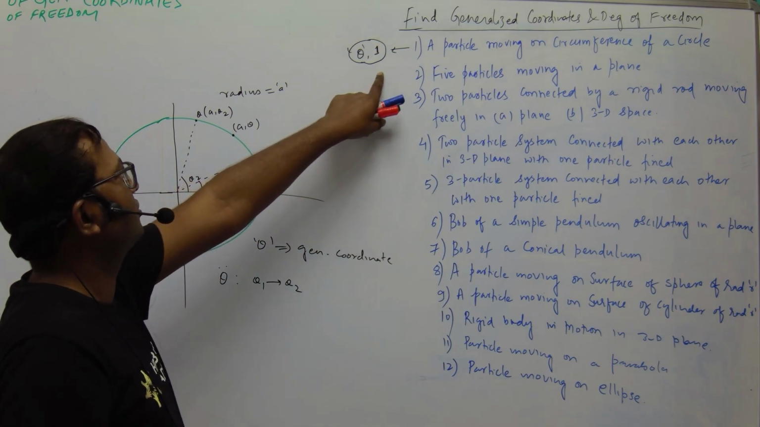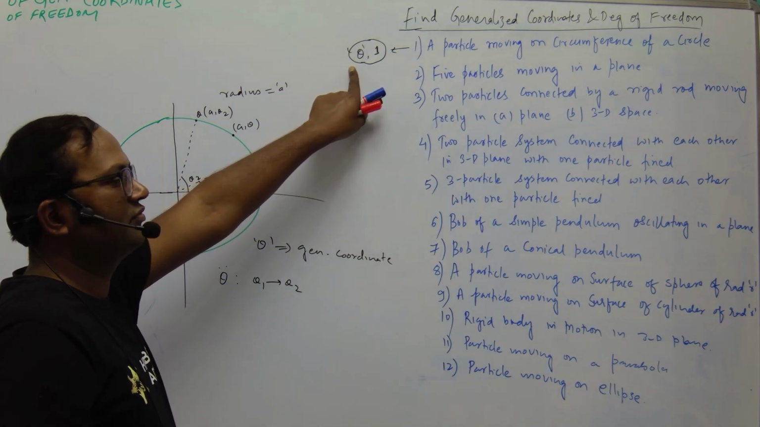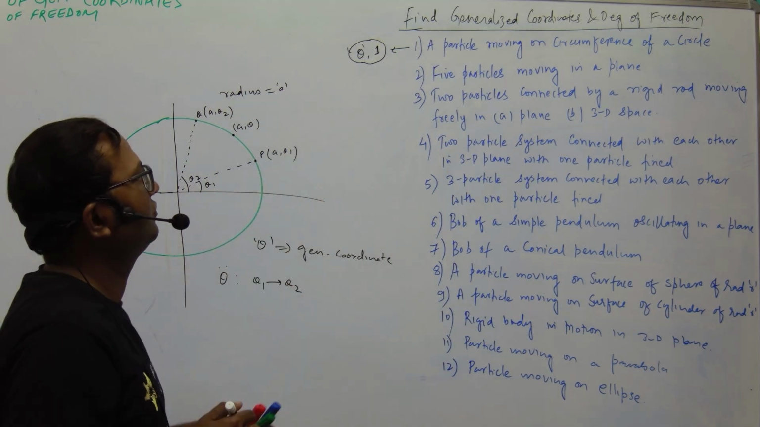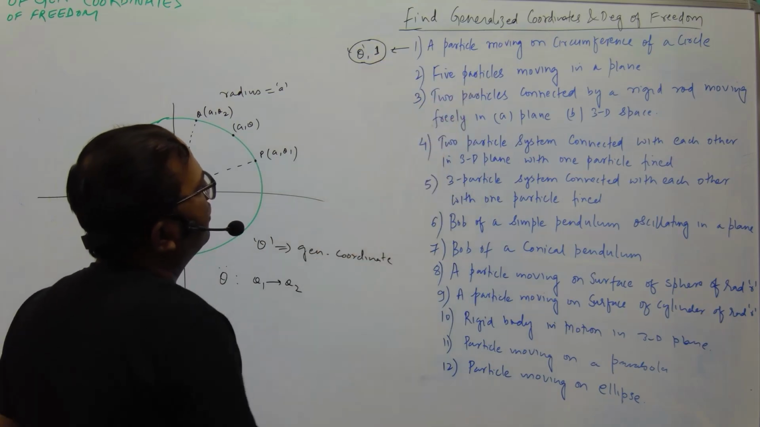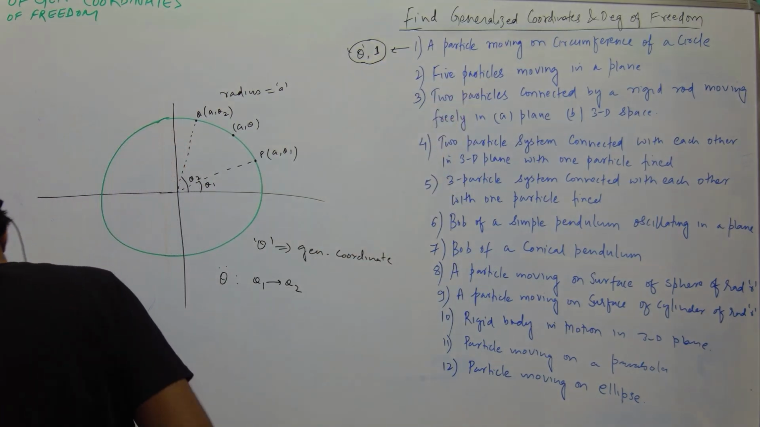The degree of freedom is equal to the number of generalized coordinates. So the number of generalized coordinates is 1, so the degree of freedom is 1. So we have the generalized coordinate as theta and 1 is the degree of freedom. Okay, so let us discuss example 2.